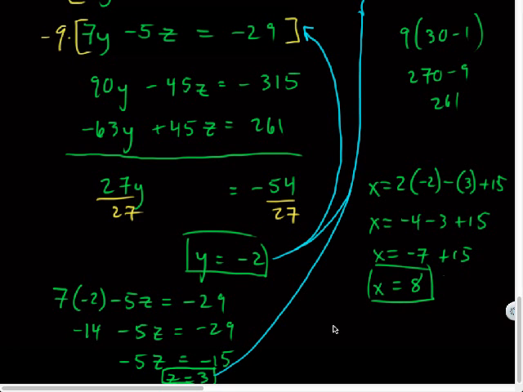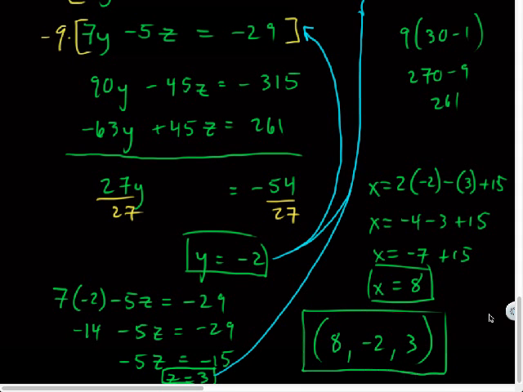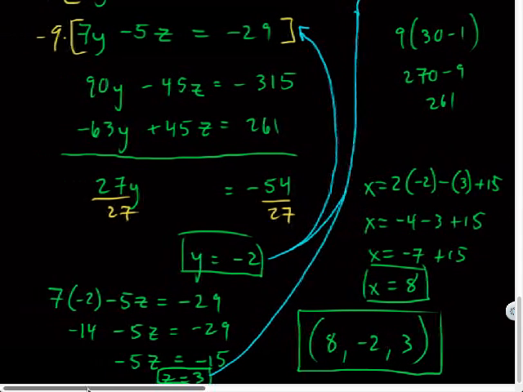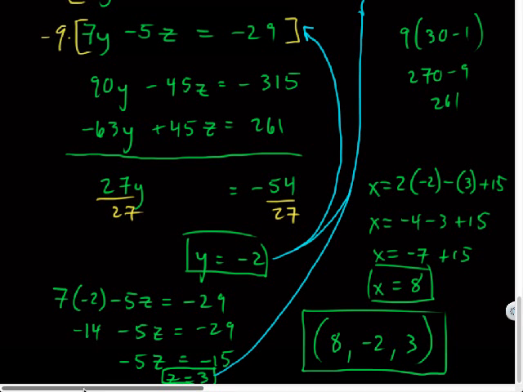So our ordered triple, what order do you think we should write this in? Alphabetic order, that's right, x, y, z. So 8, negative 2, and 3 would be the one single point that works in all three of those equations simultaneously. Let's never do that again. Let's do that again. Good request. I said never. Let's never not do this again.